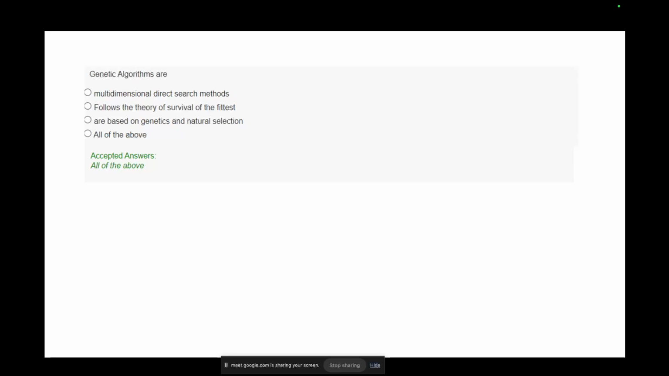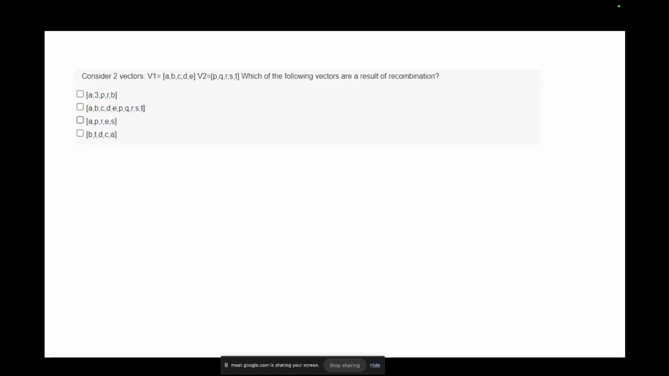It follows the theory of survival of the fittest, but it comes with a little caveat, because when you are selecting offspring for the next generation, you're not always taking the fittest offspring into the next generation. Sometimes you are also selecting offspring that are not fit as well. So it is survival of the fittest, but it's not exactly hardcore, like only the fittest will survive and the others will not. It's not a binary thing, right? So there are some caveats associated with it. It's obviously based on genetics and natural selection, because that's the whole idea of the genetic algorithm.